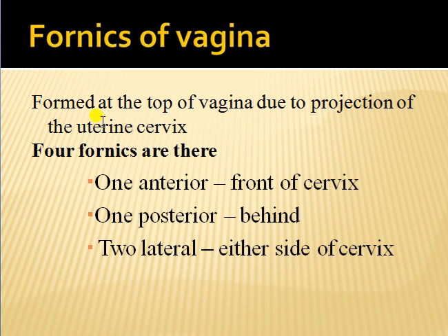Fornices of the vagina are formed at the top of the vagina due to the projection of the uterine cervix. So 4 fornices are there. What are they? One anterior, in front of the cervix, one posterior, behind, and 2 lateral, either side of the cervix. These are the fornices of the vagina.